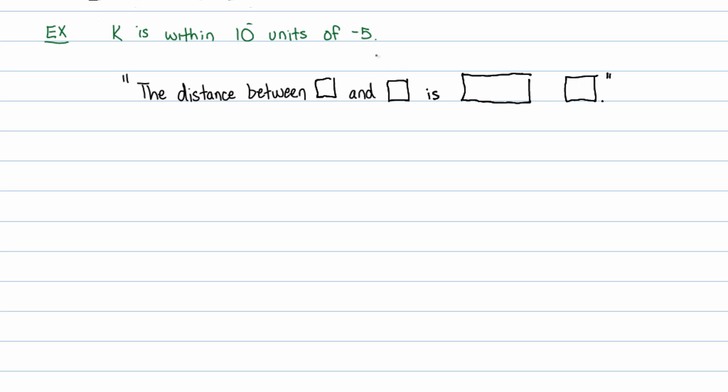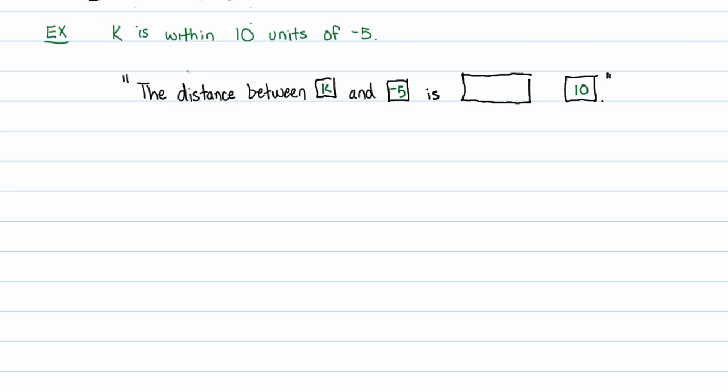So that means -5 is going to be one of the objects we're finding the distance between. But also, it's that k and -5 are within 10 units of each other. That's really what it's saying. In other words, the distance between k and -5 is something like 10. But it's not really 10. We can't say it is 10 because we don't want it to be exactly 10 units. We have to be within 10 units.